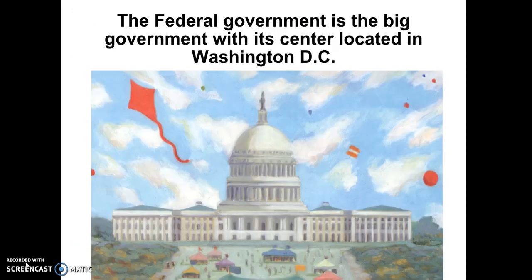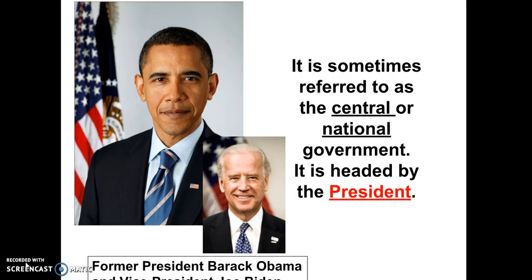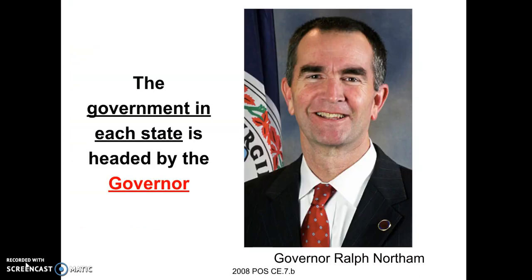The federal government is the big government with its center located in Washington, D.C. It is sometimes referred to as the central or national government and is headed by the president. Please double check that you are writing down these notes as you go. The government in each state is headed by the governor. As we'll be learning, the governor of Virginia has a very similar role to the president, except it only applies to the state of Virginia. He wears the same hats and has the same roles as the president, but in the state of Virginia.